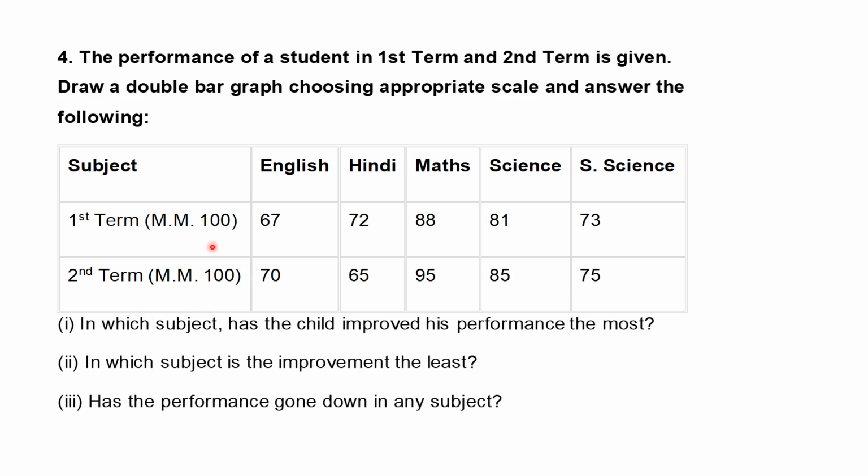Here is the question like this. First term: English, Hindi, Math, Science and Social Science. Second term: again English, Hindi, Math, Science and Social Science. In which subject has the child improved his performance the most? In which subject is the improvement least? Has the performance gone down in any subject? To answer all these questions, first we have to draw the double bar graph.